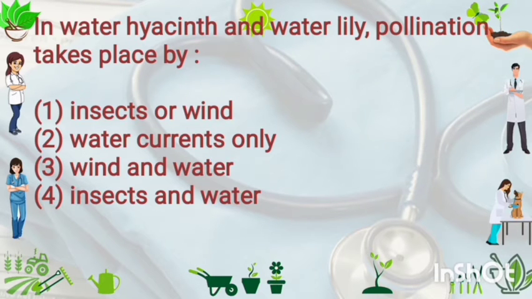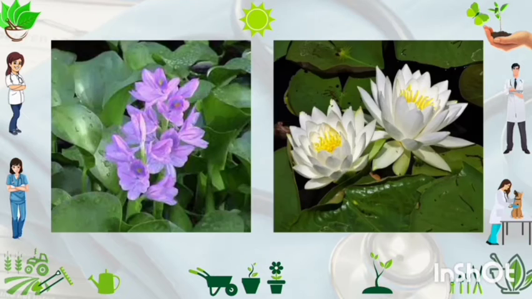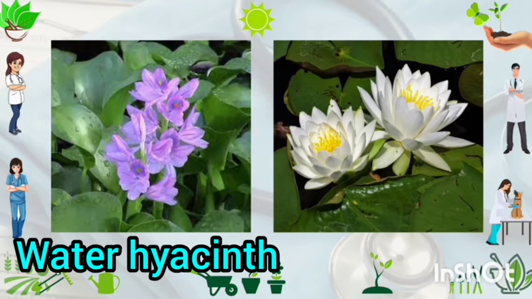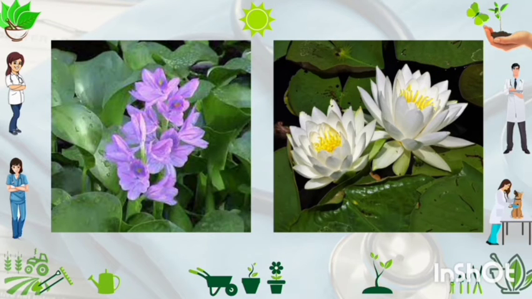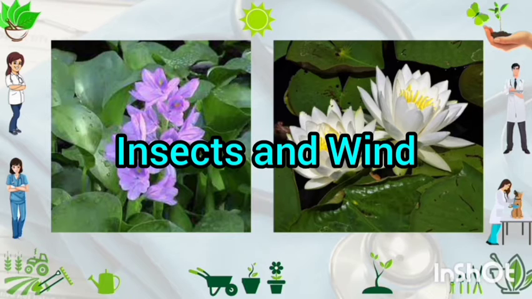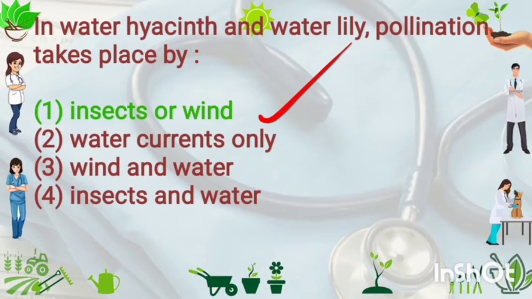In water hyacinth and water lily, pollination takes place by: option A, insects or wind; water currents only; wind and water; insect and water. Here we can see the water hyacinth and water lily, and in these plants pollination occurs by means of insects and wind. So option A is the correct answer.